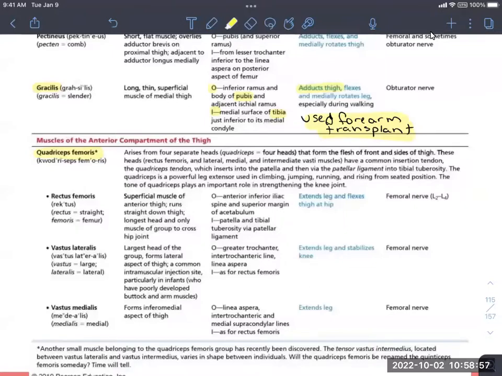So here's the rest of the quadricep muscles. We have rectus femoris, vastus lateralis, vastus medialis. Rectus femoris is going to originate at the anterior inferior iliac spine. Going to insert at that tibial tuberosity. It will extend the leg and flex at the thigh. Vastus lateralis is going to originate at the greater trochanter, intertrochanteric line and linea aspera. It will insert at the tibial tuberosity. Again, extends the leg.